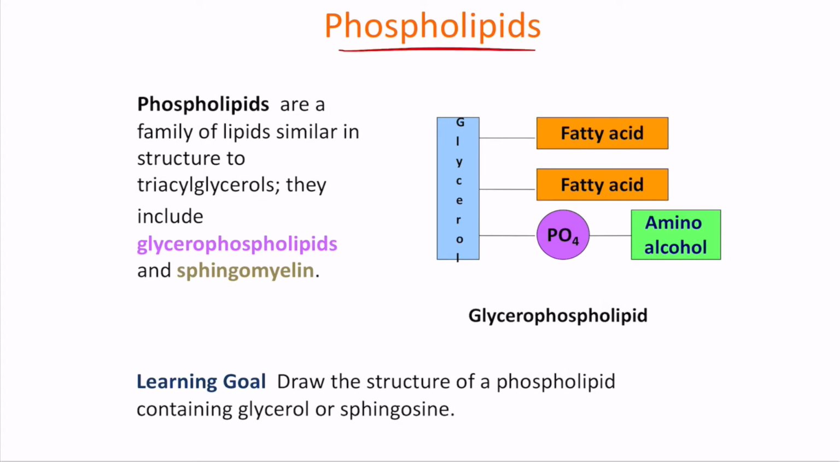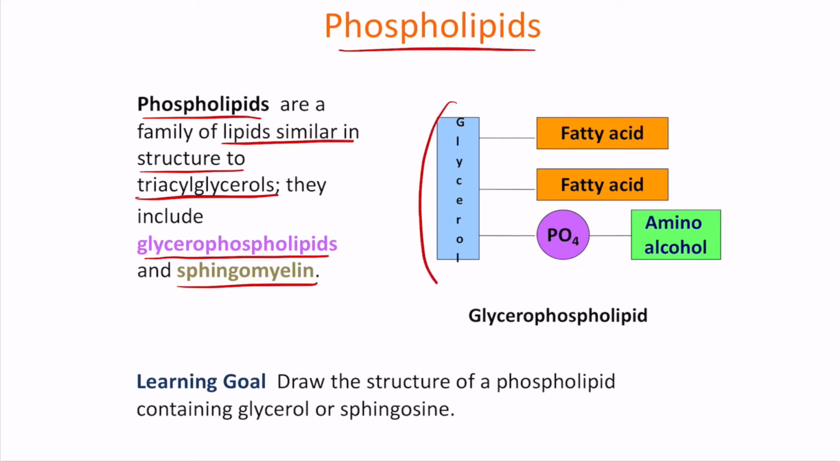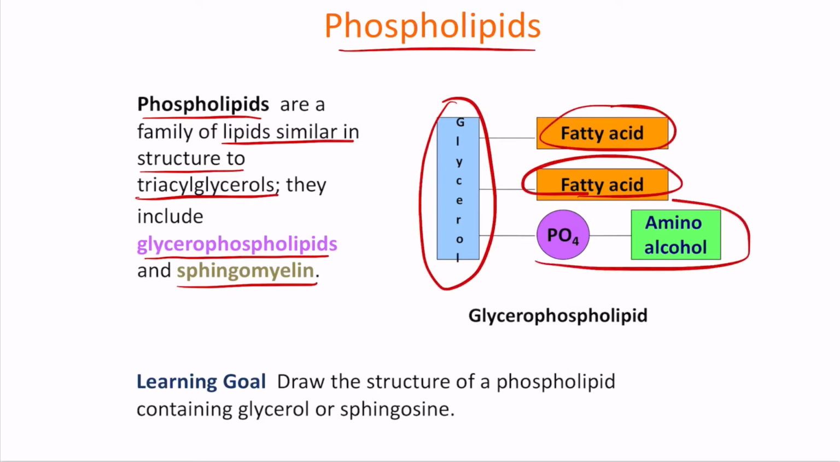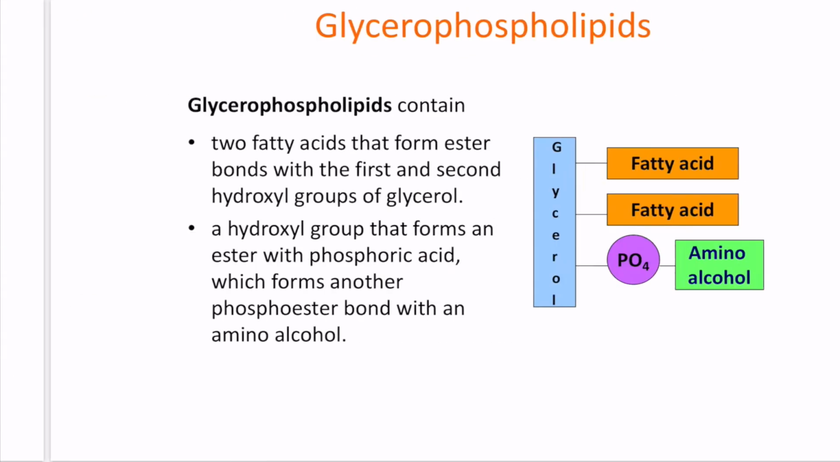Next, let's go to the next main topic, phospholipids. So what are phospholipids? Phospholipids are a family of lipids that are similar in structure to triacylglycerols, but they include glycerophospholipids and sphingomyelin. A glycerophospholipid includes a glycerol and 2 fatty acids attached to a phosphate group and an amino alcohol.